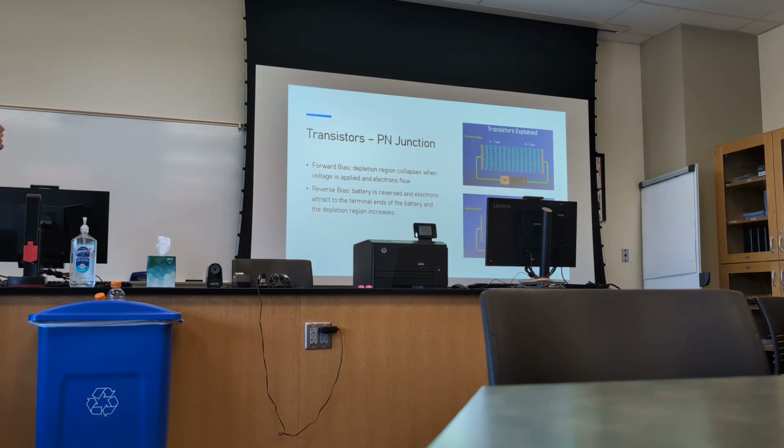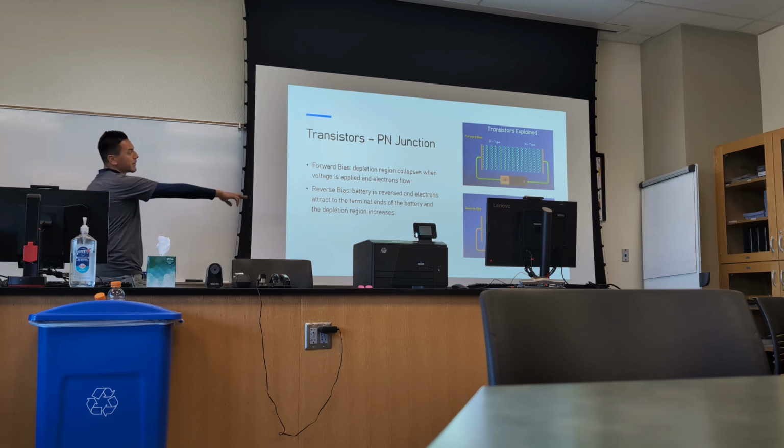There are 2 different types of p-n junction biasing. There's a forward bias, in which the depletion region collapses, like we were saying, with a voltage supply, and electrons flow. If you were to reverse the polarity on the battery, switch it around, it creates a reverse bias, and pretty much the electrons attract to each end, and then the depletion region increases.